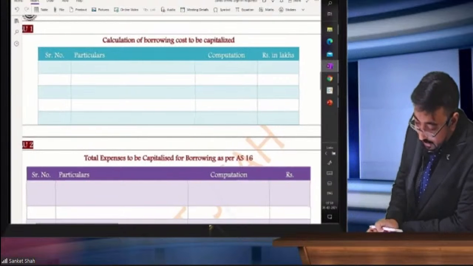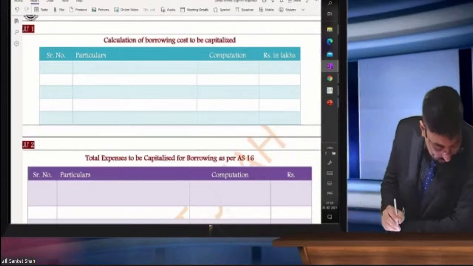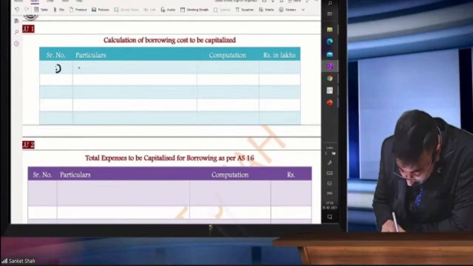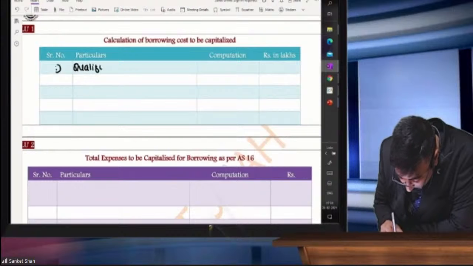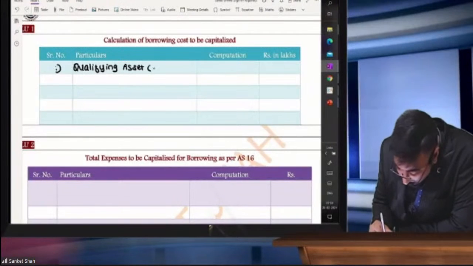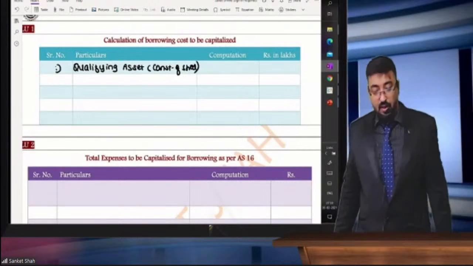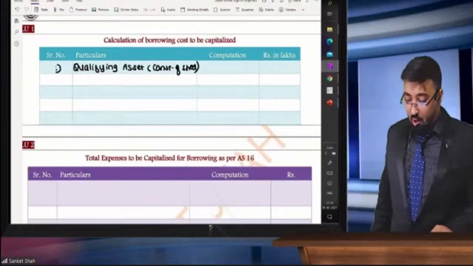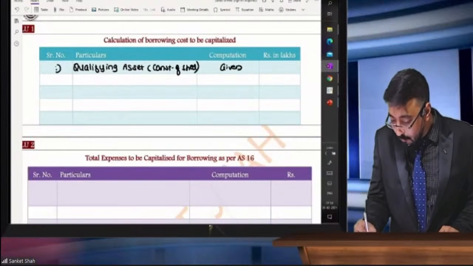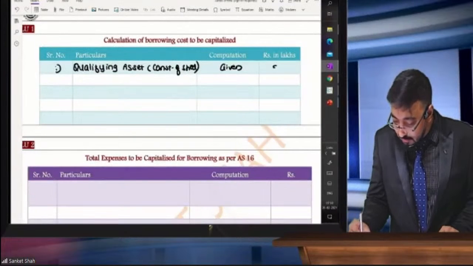So how to present this? Calculation of borrowing cost to be capitalized. Serial number, particulars, computation, rupees in lakhs. Write down. Number one, qualifying asset. So which is the qualifying asset in this case? Very good, beta. You can write construction of shed. So construction of shed is the qualifying asset. What is the amount, beta? Given. Yes, figures in lakhs. You already wrote figures in lakhs. It is 50.